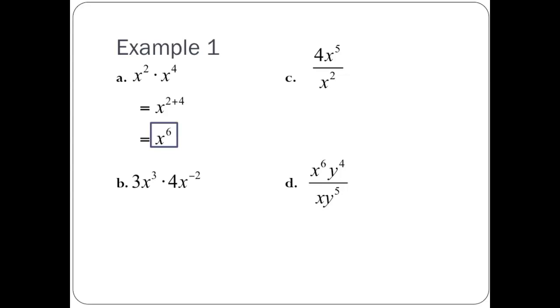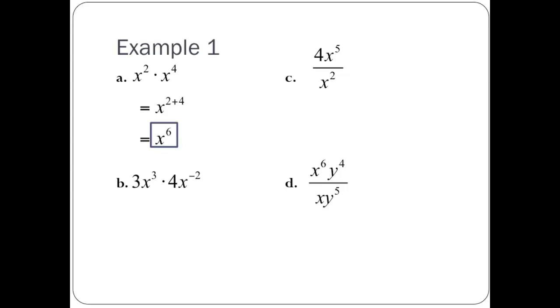All right, the second one, we have 3x cubed times 4x to the negative second. So 3 times 4, we can obviously multiply those, but for the exponent, we have x cubed times x to the negative second. Okay, so this is similar to the first example, it's just now that we have a 3 and the 4 in the way, but we are going to go ahead and add those exponents.